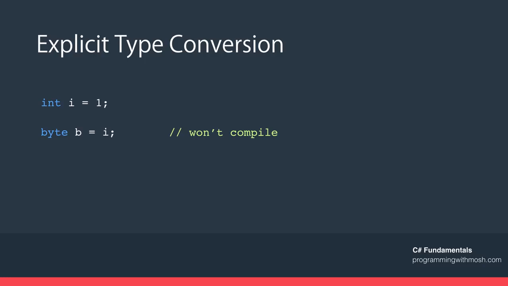When the compiler knows that there is a chance for data loss, it doesn't allow implicit type conversion. You need to explicitly tell the compiler that you're aware of the data loss and you still want to go ahead with the conversion. In situations like that, we prefix the variable with the target type. Here, I'm trying to convert i to a byte. This is what we call casting.